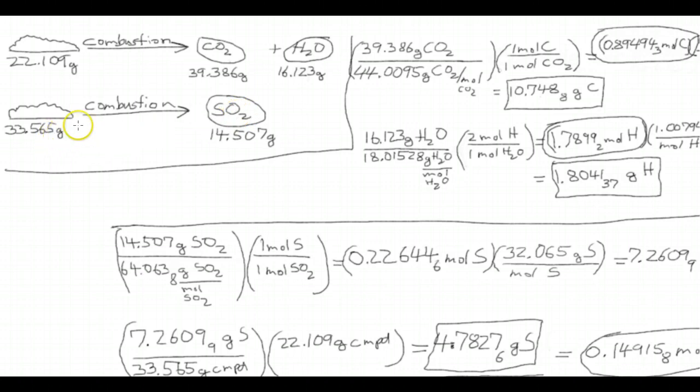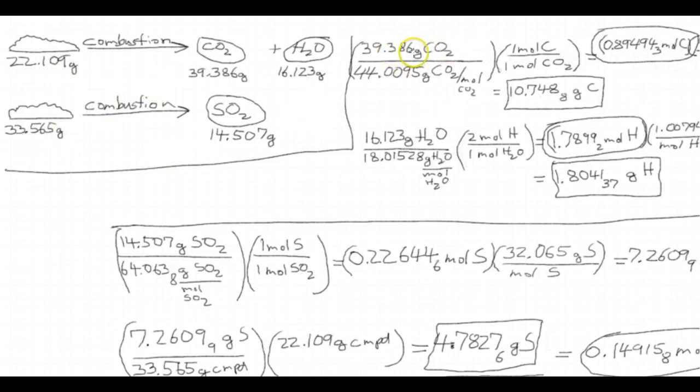Now, we'll know how many grams of sulfur there were in 33.565 grams of the compound. And all we have to do is take the grams of sulfur in 33.565 grams times the grams in this first sample, 22.109 grams, and that'll give us the grams of sulfur in this compound. I'll show you. All right, so here, let's get started.